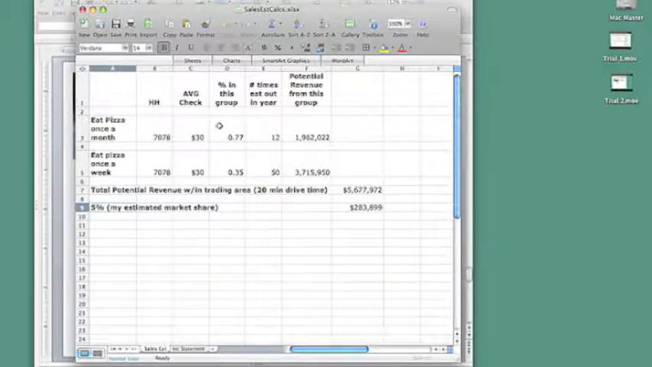And we know from the information that we talked about earlier when we discussed the assumptions, 77% of people eat pizza once a month, so that's the reason for the 12 in this column. And 35% of the people eat pizza out once a week. And I'm assuming here that they don't really eat every week, so I'm using 50 weeks instead of 52 weeks. So if you take that little more than 7,000 households times $30 per visit, and 77% of these people go out once a month, so times 0.77 times 12, that gives you an estimated potential revenue from this group of almost $2 million.